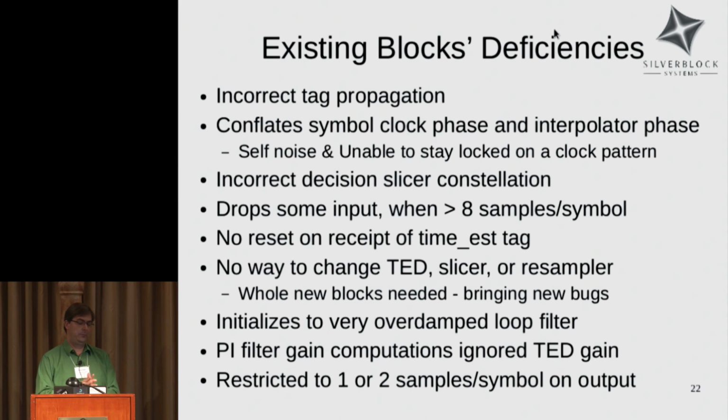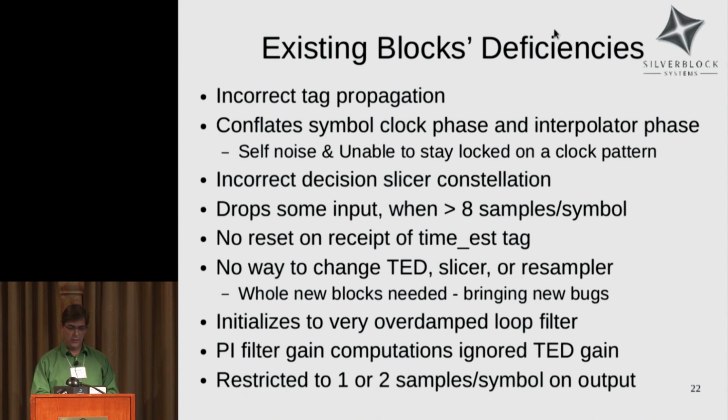The second big problem I saw with them, which maybe isn't numerically a big problem, but it affected how I had to decide to propagate tags and created an ambiguity, was that these blocks all conflated the symbol clock phase and the interpolator clock phase, which is only a valid thing to do if your input sample clock and your symbol clock are an exact integer relationship, which really you're never guaranteed when you're receiving something from something with a different time source. This caused a little bit of self noise and effects like inability to stay locked on a clock pattern.